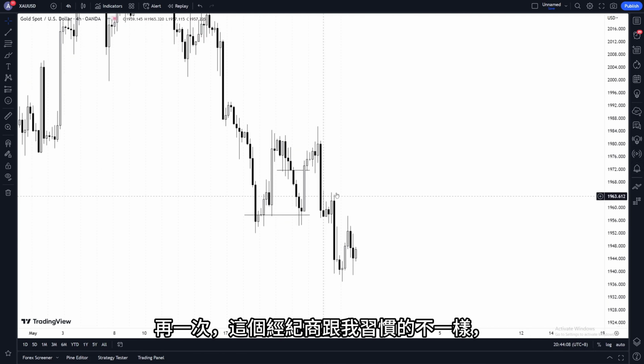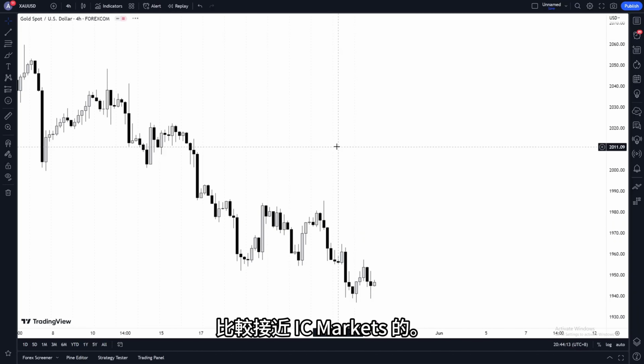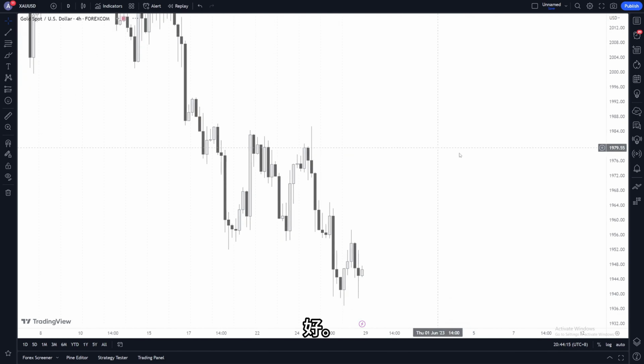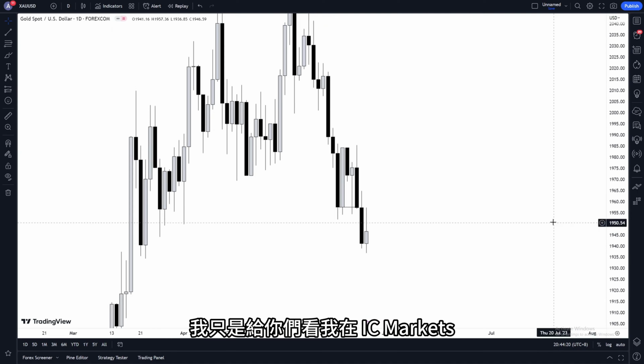Okay, again, this broker is different from what I'm used to, so I'm going to see if I can get something closer to IC Markets. Yeah, this is way closer to IC Markets. Okay, so this is what I saw in IC Markets, guys. Don't get too confused. I'm just showing you what I saw on the IC Markets broker.